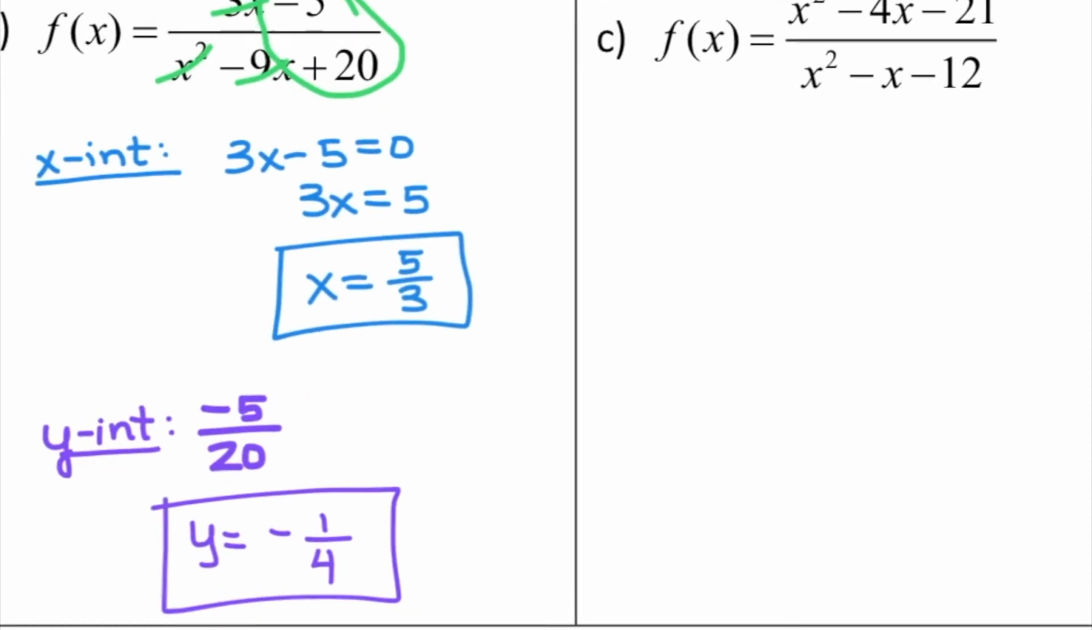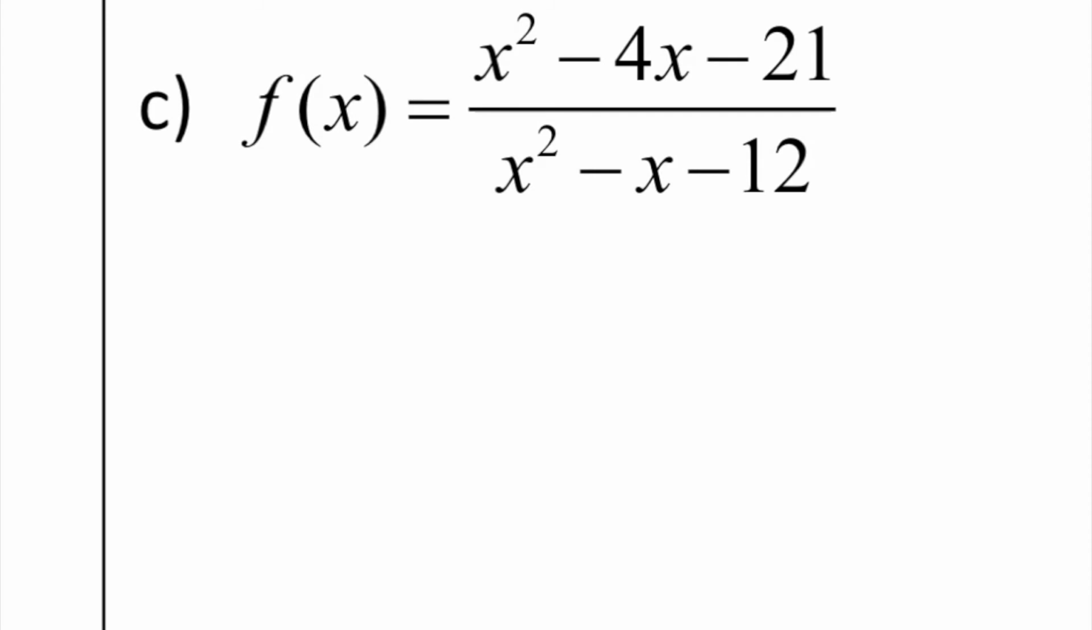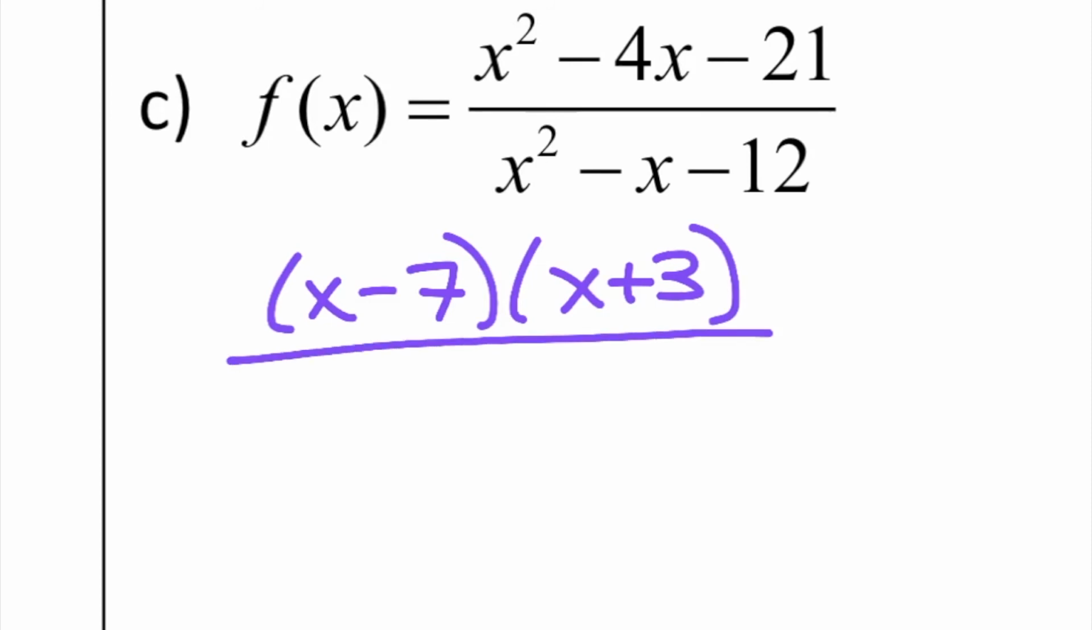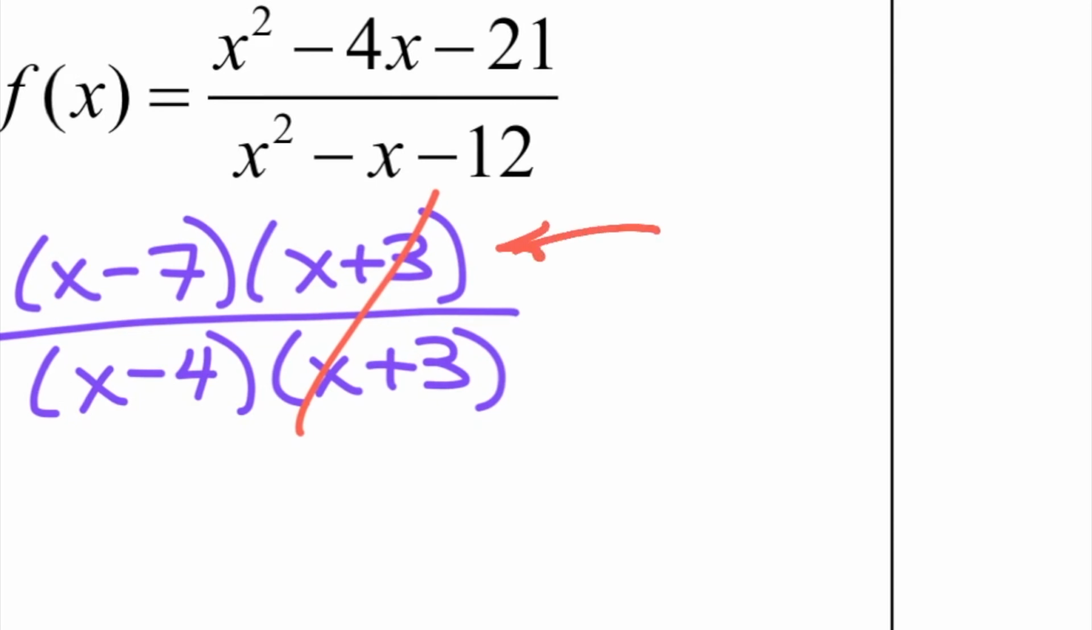And for letter C, be careful because there's a hole. And so you have to make sure that you're not thinking that the hole is an x-intercept. So here's what I mean. Start by factoring the numerator and denominator. So you get x minus 7 over x plus 3 and x minus 4 over x plus 3. And you cancel the x plus 3's. And what that means is that there's a hole at x equals negative 3.